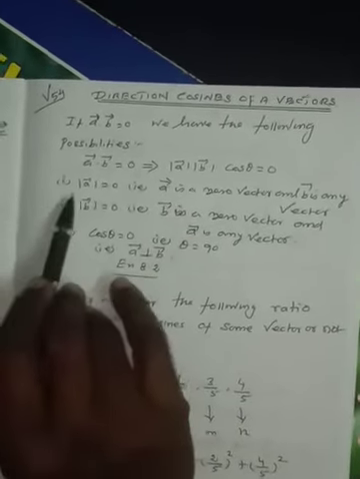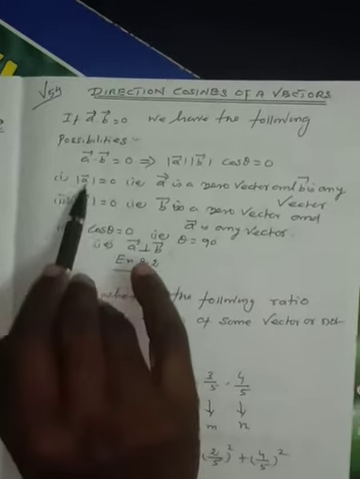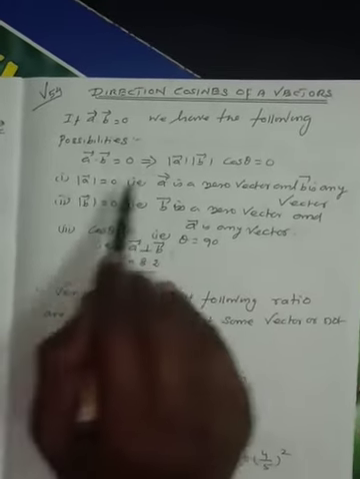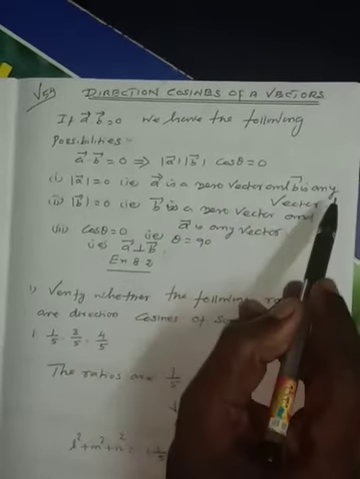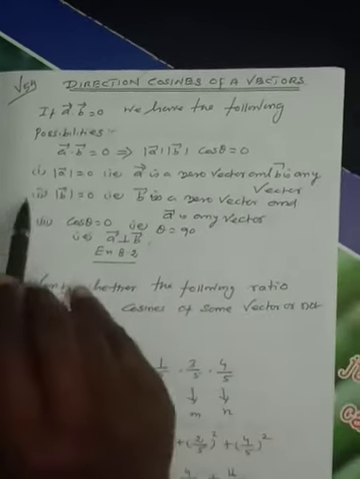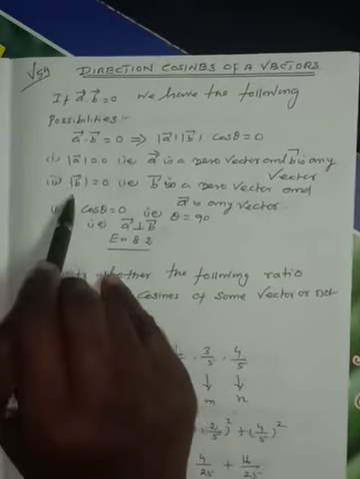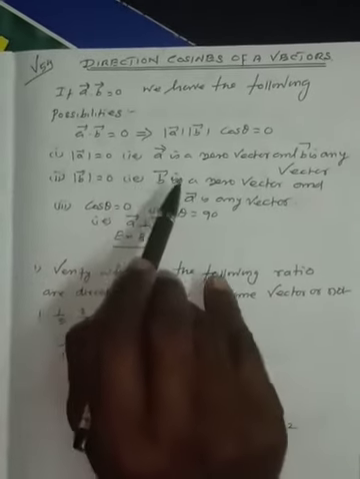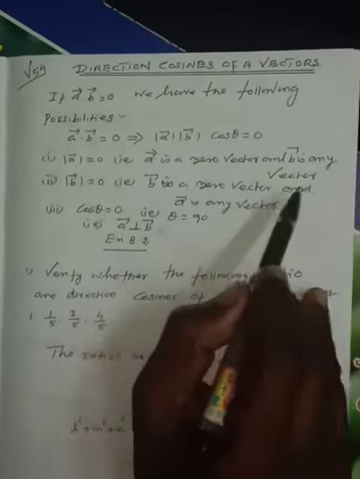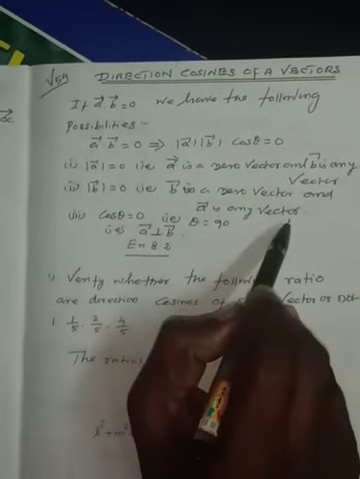Number 1, the magnitude of a vector is equal to 0, that is, a vector is a 0 vector and b vector is any vector. Number 2, suppose the magnitude of b vector is equal to 0, that is, b vector is a 0 vector and a vector is any vector.